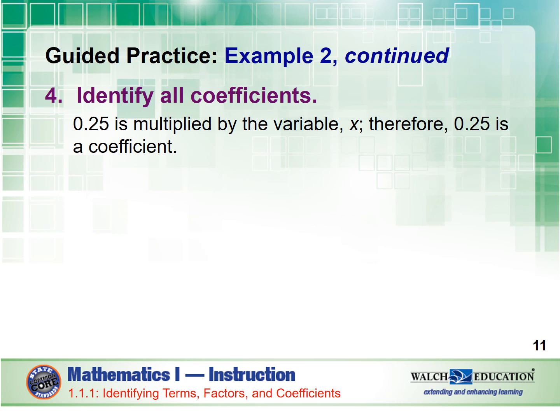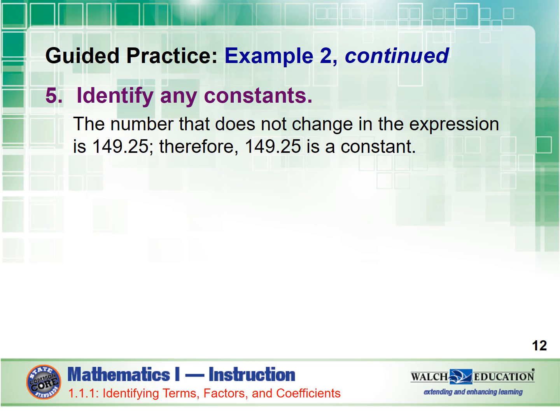Now we're going to identify coefficients. 0.25 is multiplied by the variable x, therefore 0.25 is a coefficient. So 0.25 has an x attached. Anything that has a variable attached, that big number that comes before the variable is your coefficient. And last, identify any constants. Remember, the constant is the one that doesn't have a variable and it doesn't change. So our $149.25, look at my highlighting skills, y'all. This is awesome. That is our constant.